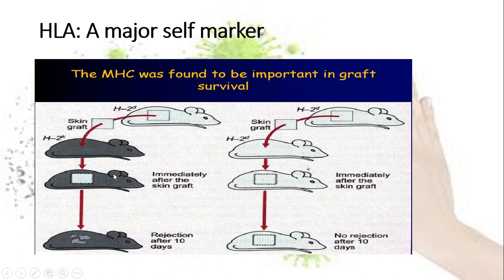On the other hand, we have two different strains of mice, in a way that one of the two mice was the donor of the skin, which was grafted into the other mouse of a different strain, and as you can see, after 10 days this graft was rejected.